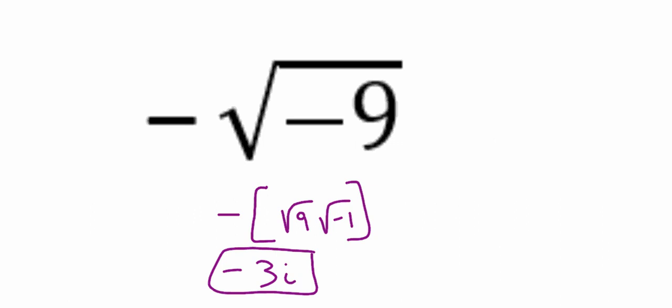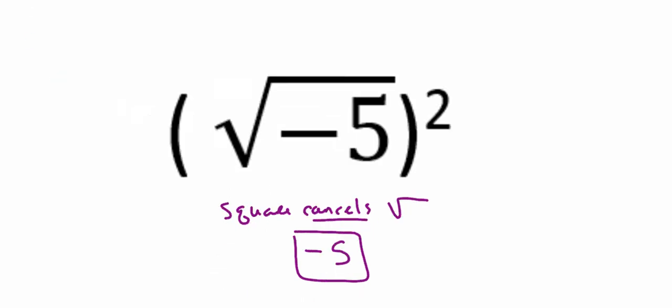I also wanted to review a few other fun things with imaginary numbers. Things like this, that have multiple parts to it. We want to first deal with what we look at here, which is the square root of 9 is 3, square root of -1 is i, and then of course the negative comes last. So I want to run through some things. Here, square root and square cancel out. It doesn't matter that there's a negative number underneath the square root. This answer would be -5.